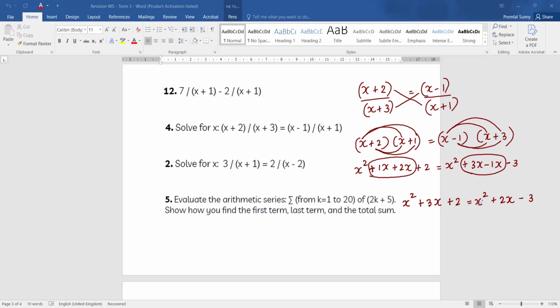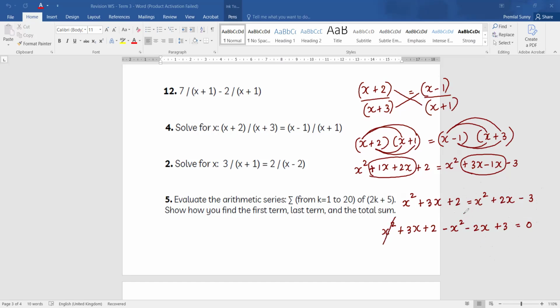Or if you want, you can take everything to the left hand side. So x square plus 3x plus 2. Bring everything to the left hand side. Positive x square will become minus x square. Positive 2x, when you change the side, it will become minus 2x. Minus 3, when you change the side, it will become positive 3. Now there is nothing on the right hand side, so it becomes 0. What I did here is I took everything from the right hand side to the left hand side. By doing so, we need to change the signs.